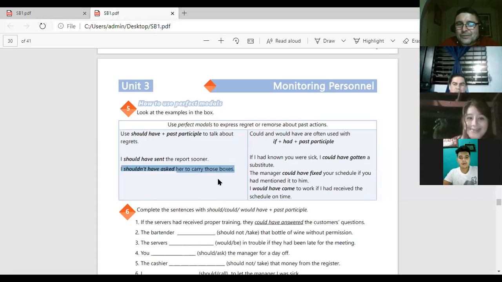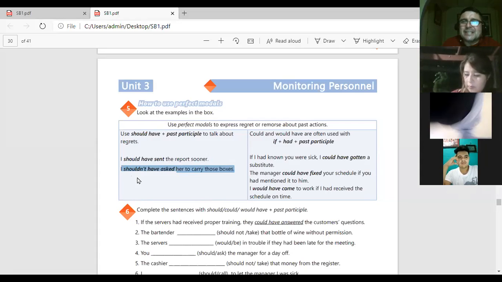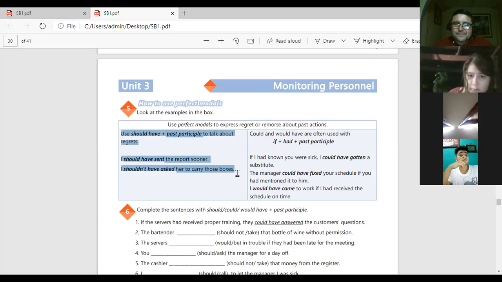Exactly. So if you say the first one, which is positive, or the other one, which is negative, the two examples are connected with something in the past. Hubiera enviado el reporte más temprano. The message is, I didn't send it when they asked me. I shouldn't have asked her to carry those boxes. No le hubiera pedido. The message is that the person asked her to carry the boxes. Now, any questions here? Are we okay here so far?